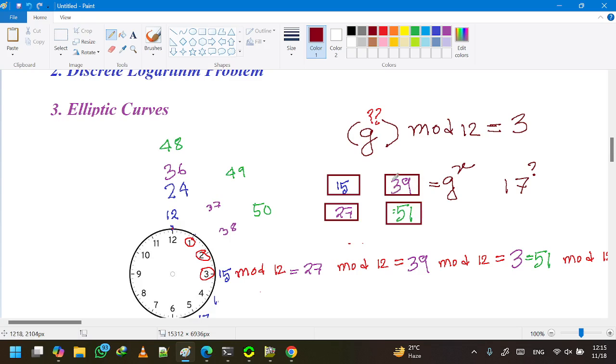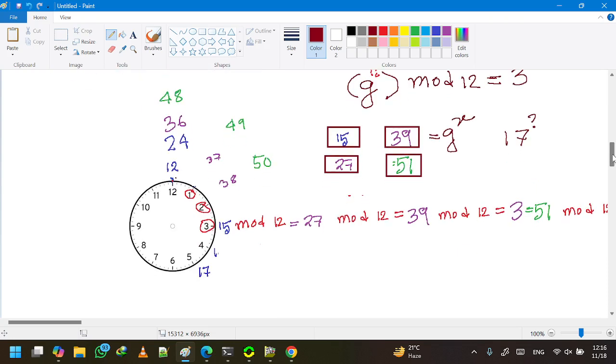So it's quite difficult to understand because there are lots of values. So the actual secret is how many times we have rotated around the clock. So the secret is g to the power what? To the power what means how many times we have rotated around the clock.